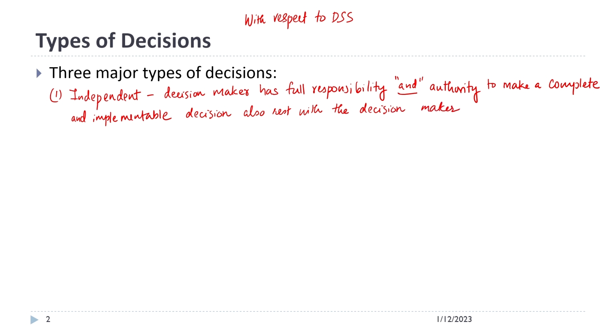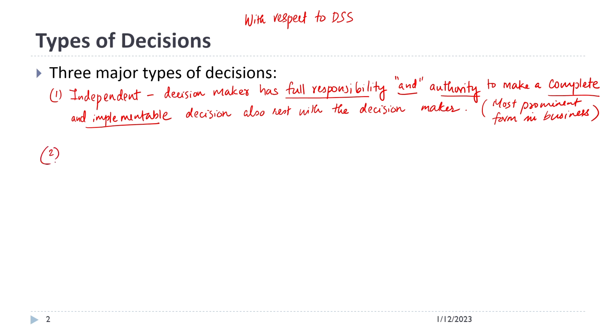So, the decision maker has full responsibility. The total responsibility of the decision is with the decision maker, and also authority. It becomes his responsibility and authority to make the complete and implementable decision. The decision has to be complete, and it also has to be implementable, so that you can implement it in the organization. And this is the most prominent form in business. In business, most of the time this independent decision is the most prominent form of decision making.